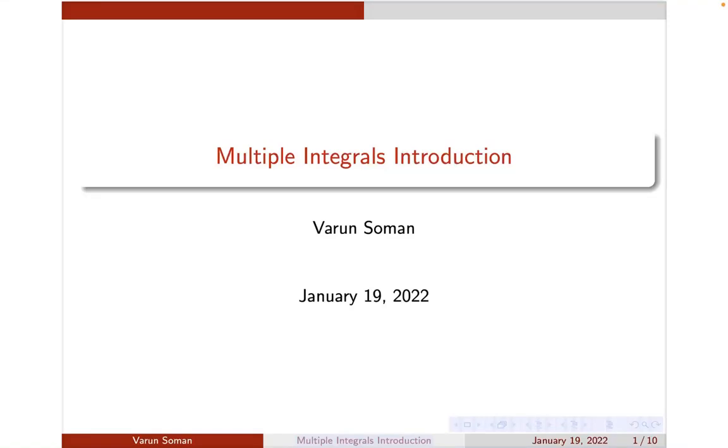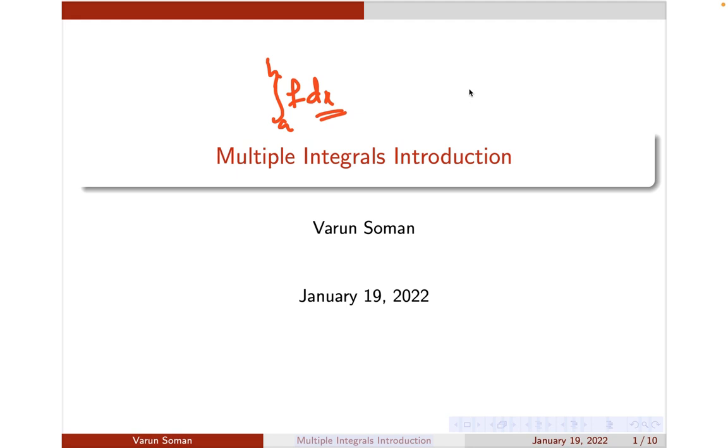Hi, in this session we'll start the third module, which is multiple integrals. Multiple integrals are basically the extension of the integrals which you have studied in our lower classes. In that case it was like integral f dx, so there was one variable which was integrated over an interval. But in multiple integrals you will have more than one independent variable.